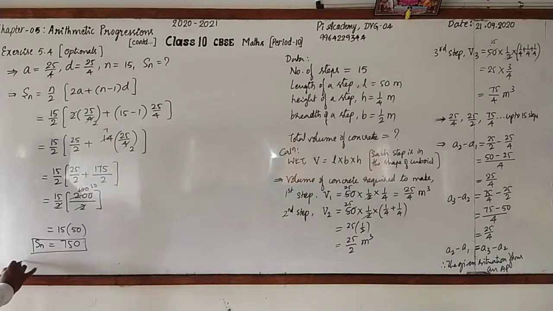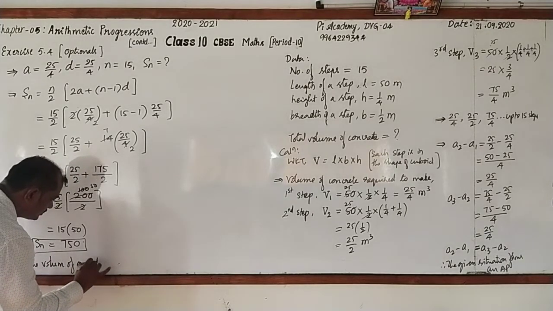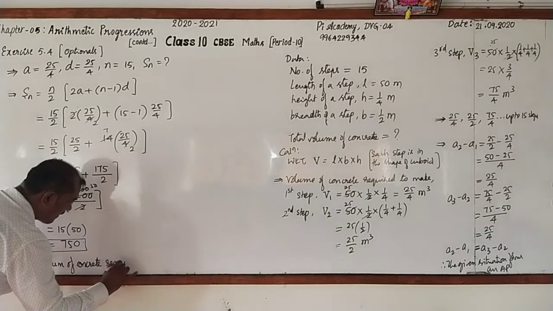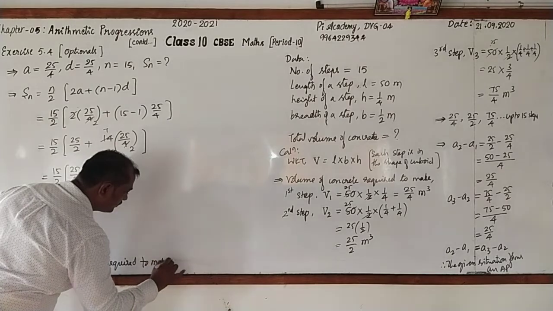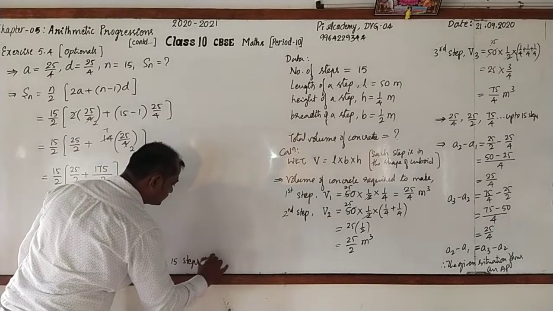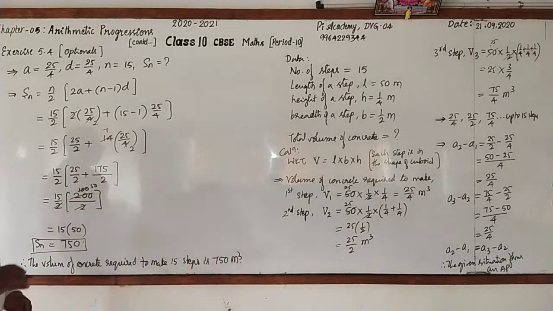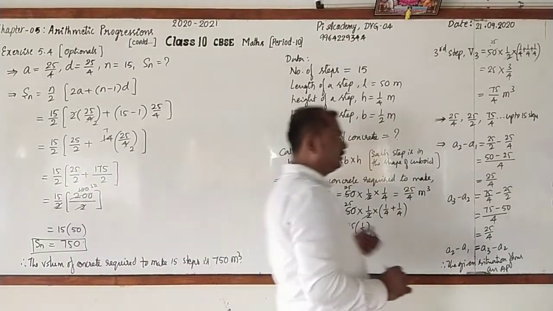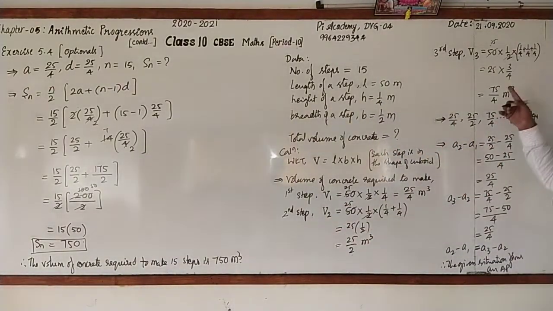So we can write the conclusion as, start writing it. Therefore, the volume of concrete required to make 15 steps is 750 meter cube. Here, repeatedly I have been telling, you may take these volumes as A1, A2, A3 and so on.